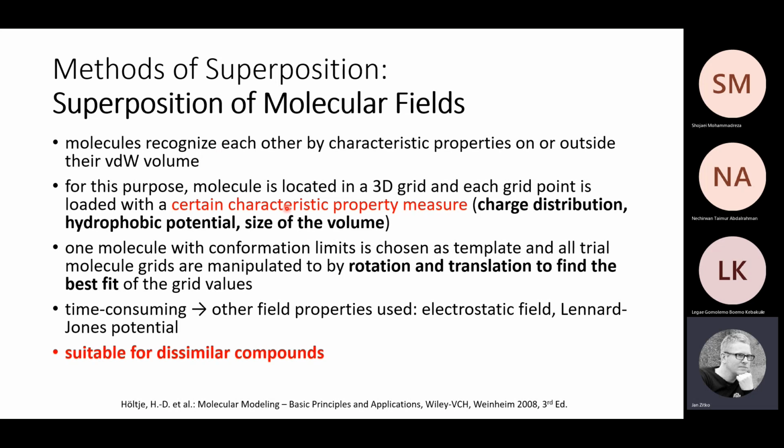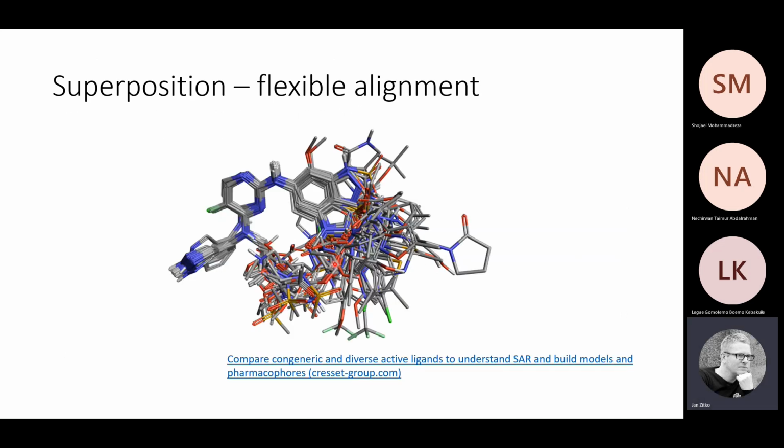And based on the overlapping of the maps, you will have the superposition of the molecules of the active compounds. All right. So this is just a motivating figure to give you an idea how the flexible alignment might work. This is taken from the commercial materials from this Cresset company, which is one of the producers of the software specialized in the flexible alignment.